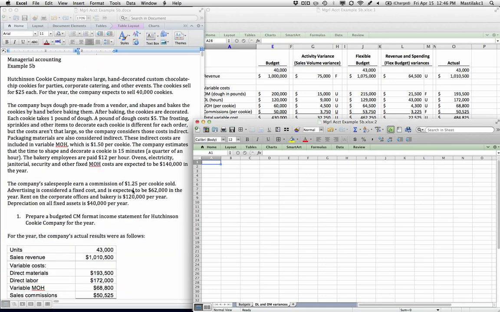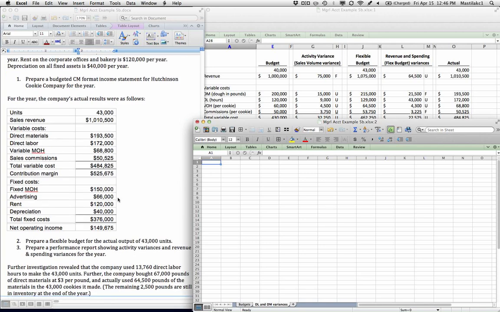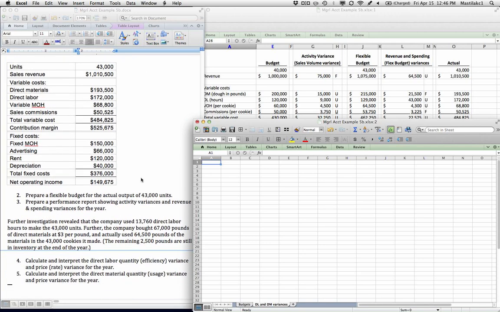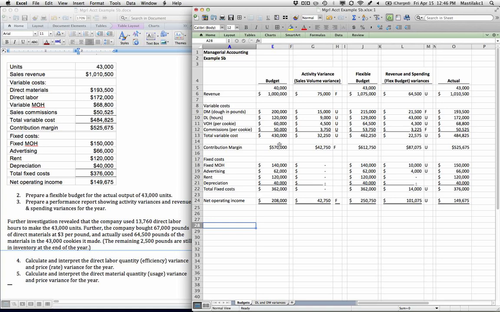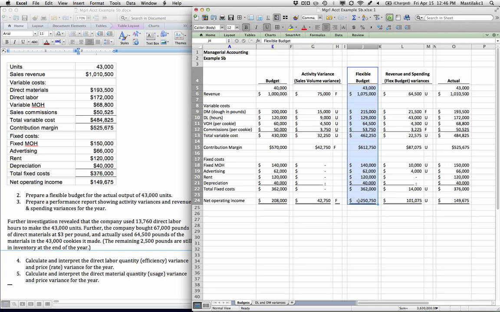All right, Managerial Accounting Example 5B. We're going to continue our example of Hutchinson Cookie Company. So notice what we've done here. So far we've calculated our original budget, we've determined our actual results, and then we've prepared this flexible budget, which is again a budget at the actual level of output. So what should revenue and expenses have been with our level of output?